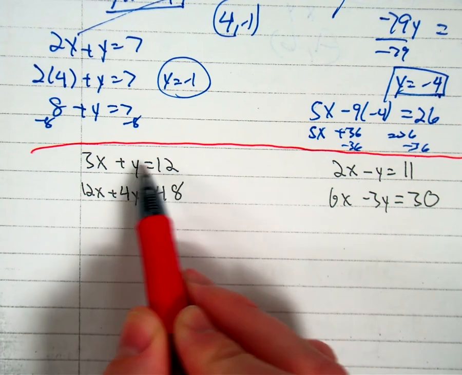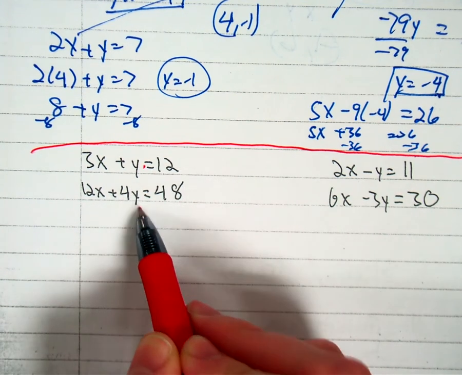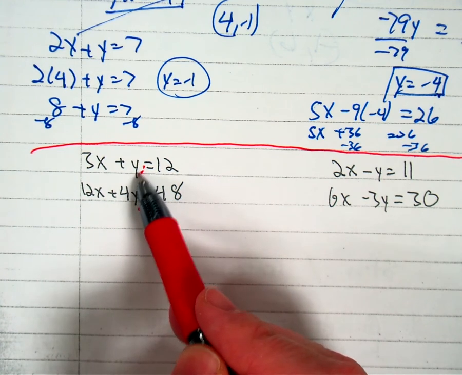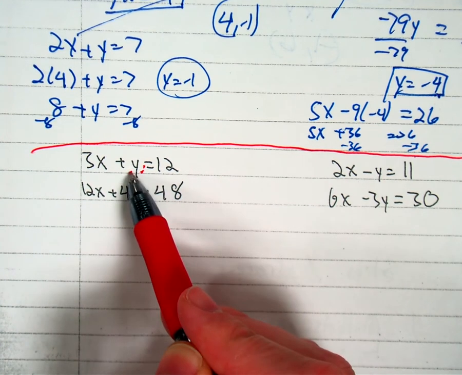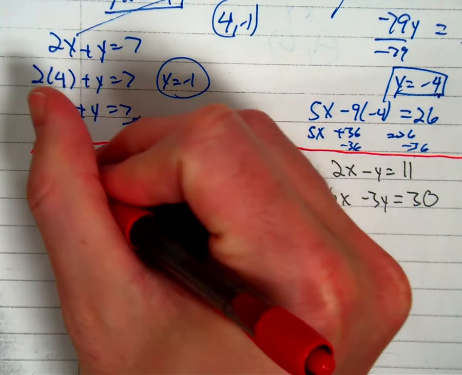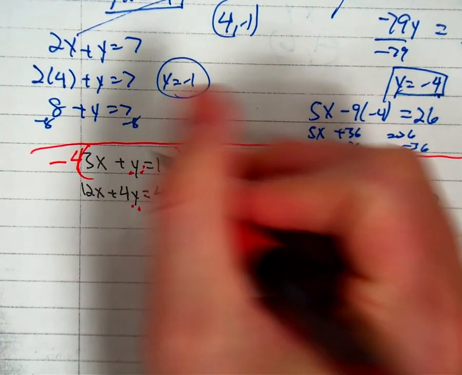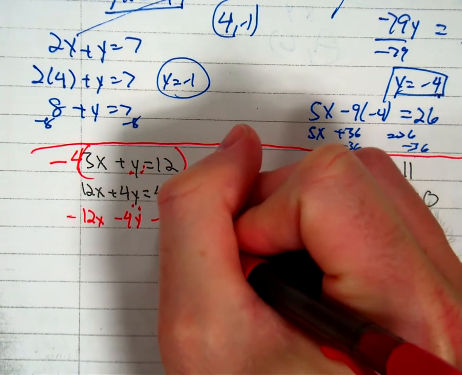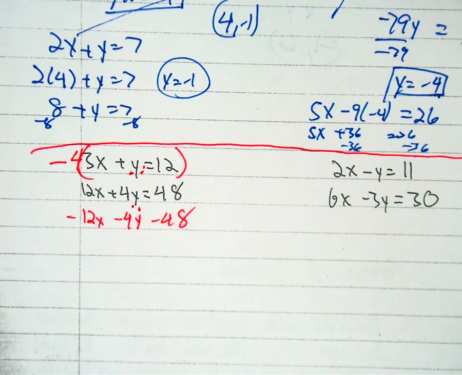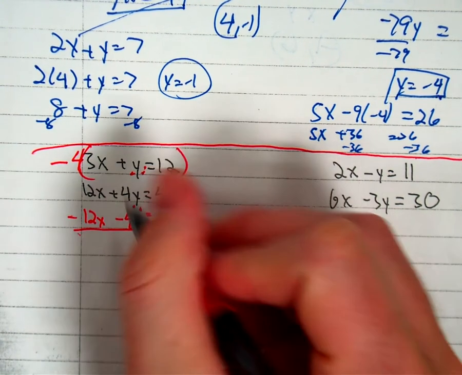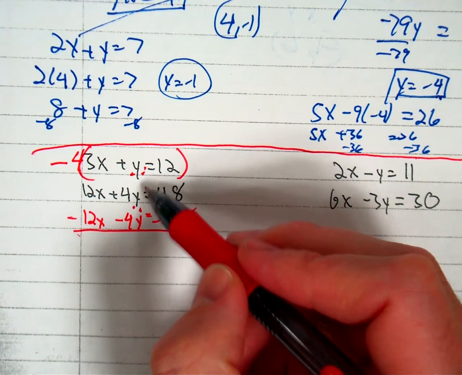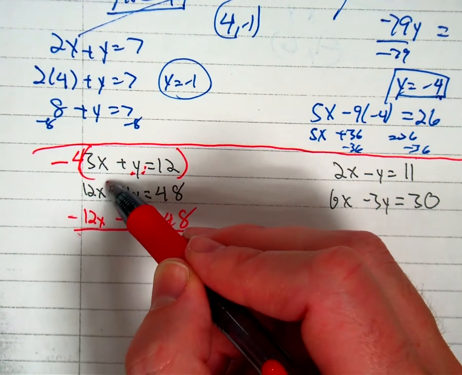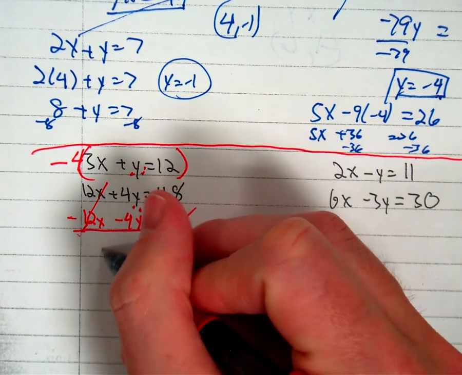So here we are. I see a y and a 4y, so instantly my mind goes to this. This is super easy. If this is a 4y, I just need to multiply this by negative 4 to get it to cancel out. So I'm going to multiply that whole row by negative 4. Negative 12x, negative 4y, negative 48. And then when I add down, I was trying to cancel out the y's, but this time, when I try to cancel out the y's, it also cancels out the x's.